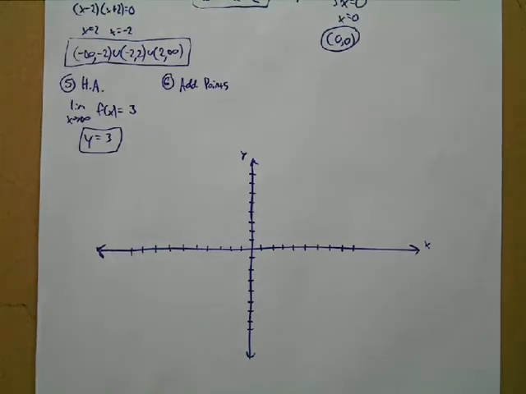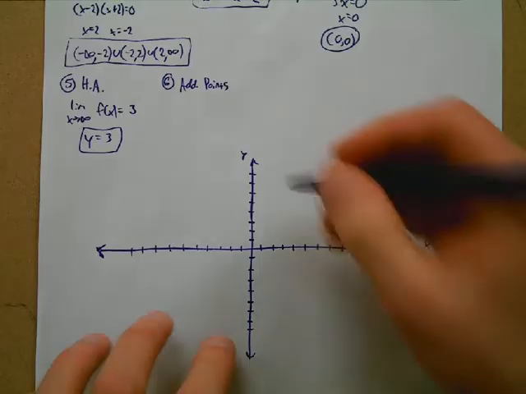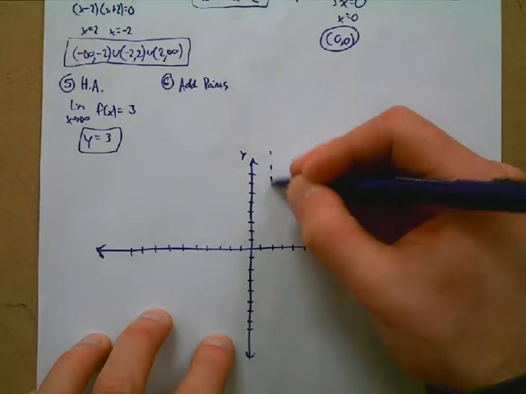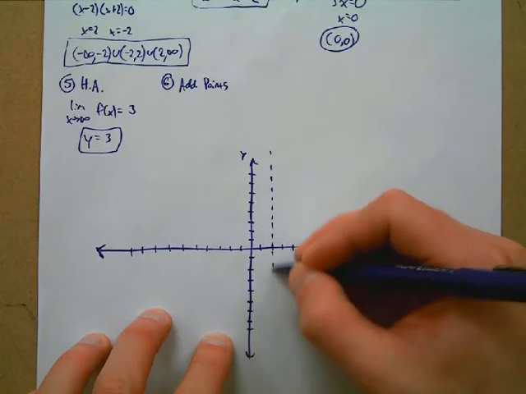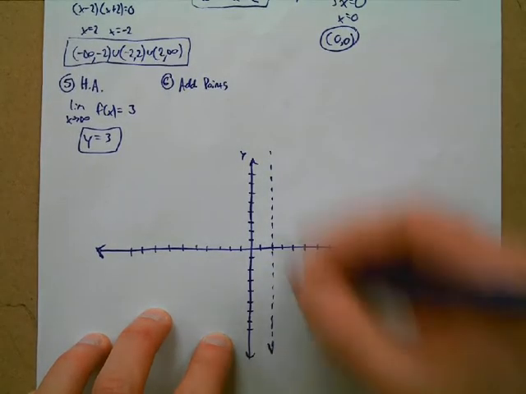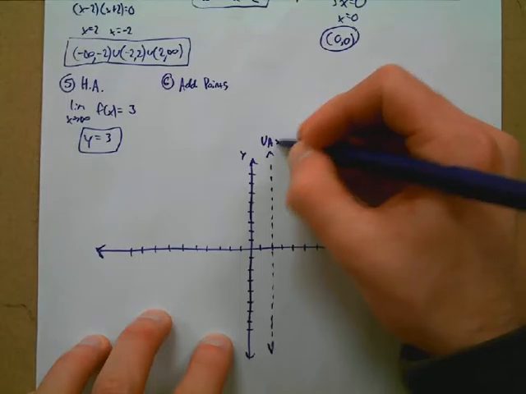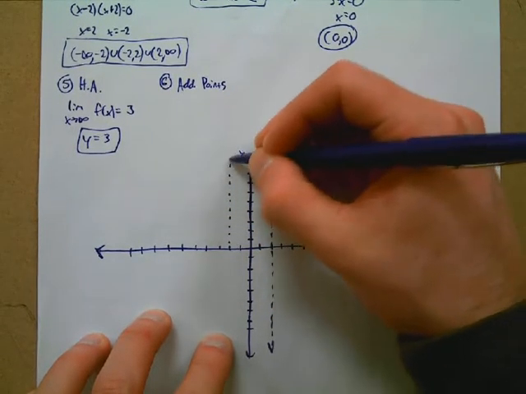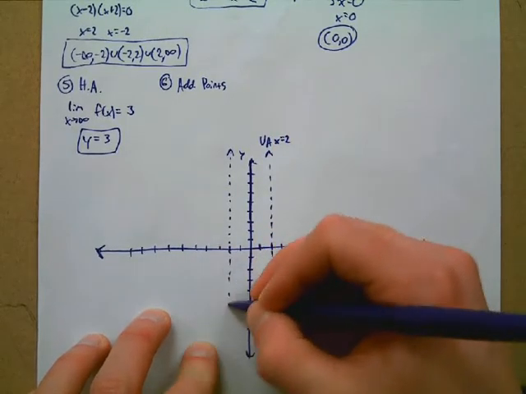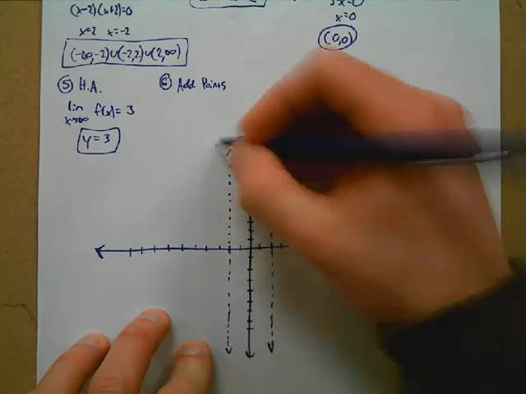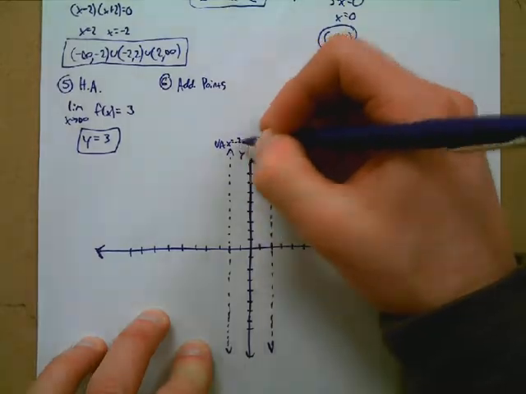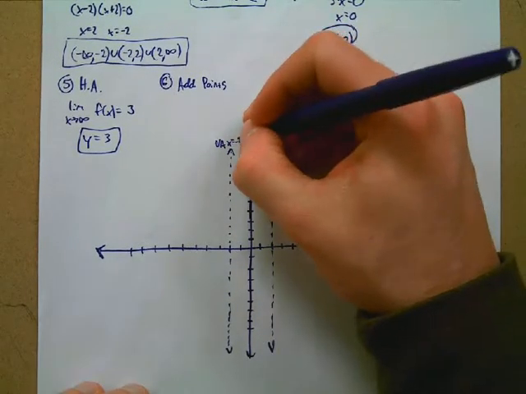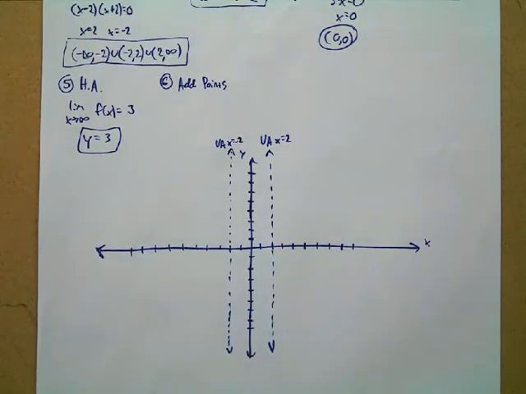So, vertical asymptotes at 2 and -2. So, let's see, here's my vertical asymptote at 2. And at -2. It's not necessary to label those if you don't want to. I just label them out of habit. You don't have to label them. Okay. Same thing with the horizontal asymptote here.